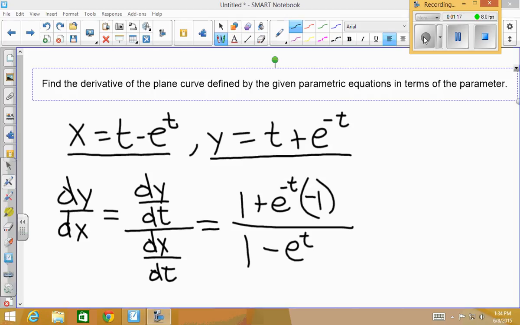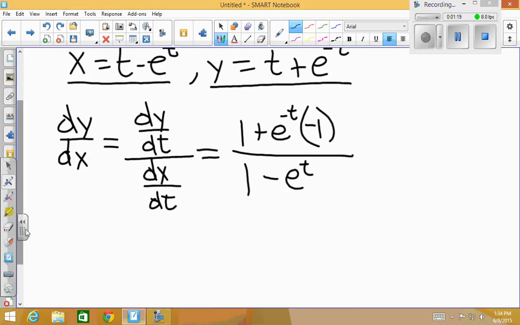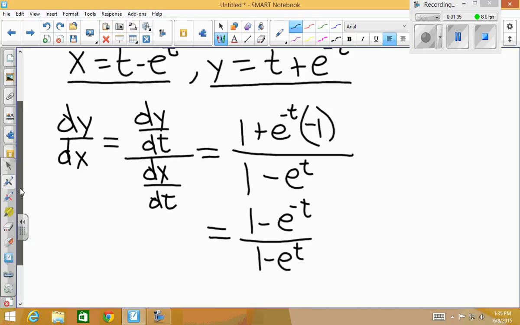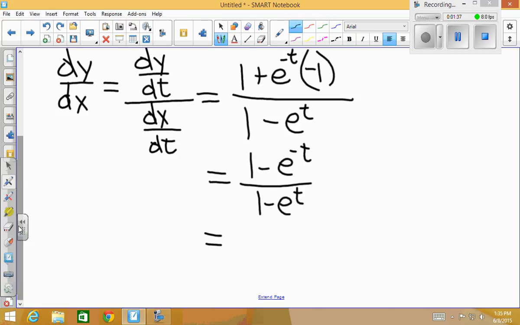Well, notice here that this becomes 1 minus e to the negative t divided by 1 minus e to the t. And really we would prefer not to have this e to the negative t, so we work on that a little bit. 1 minus 1 over e to the t. Remember, a negative exponent drops the factor into the denominator.